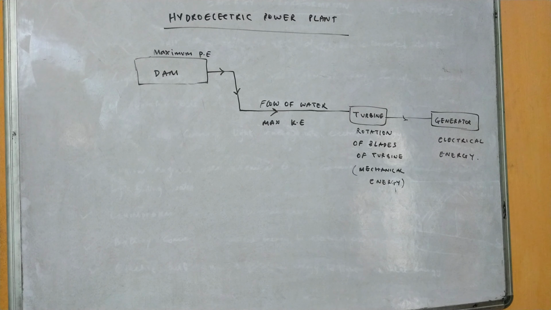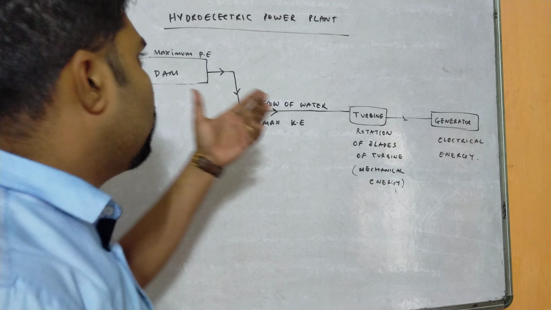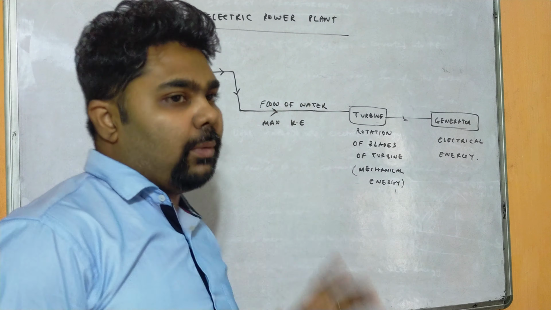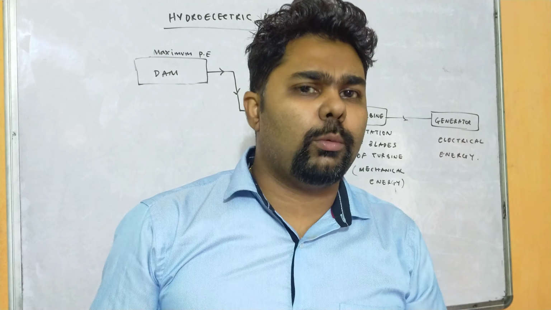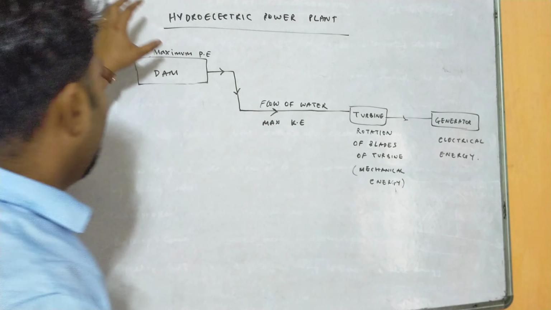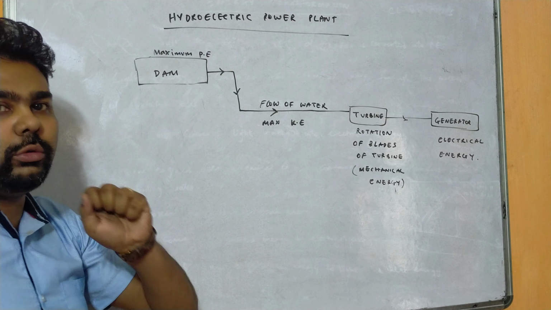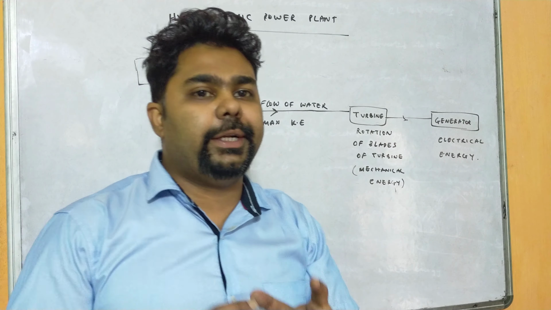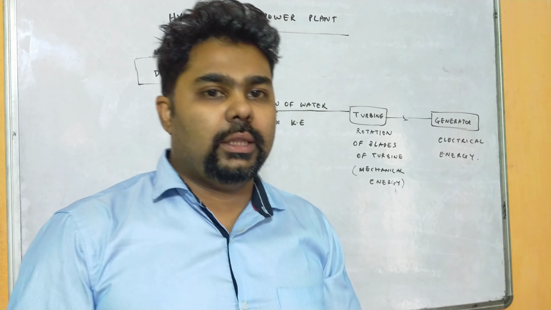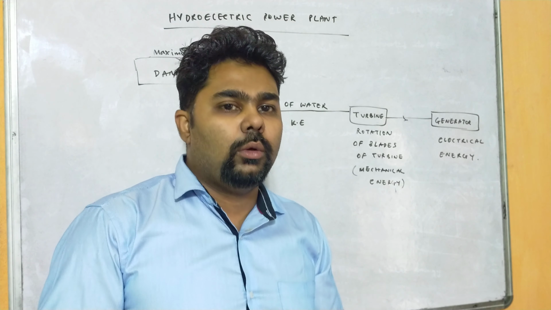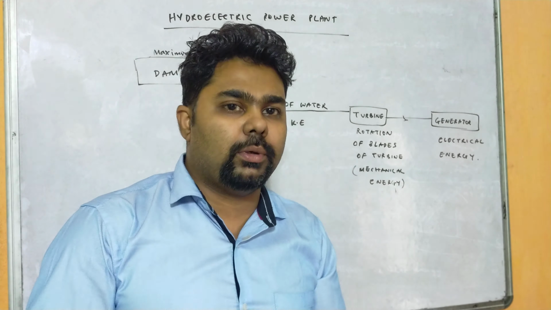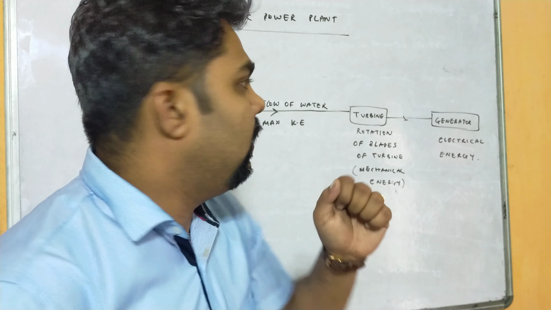So in the diagram you can see I have drawn a block diagram of a hydroelectric power plant. In a hydroelectric power plant, see what is going on here. First, water is getting stored in the dam. Water from the mountains is collected in a huge container that has four walls around it. The roof is missing here at the top.